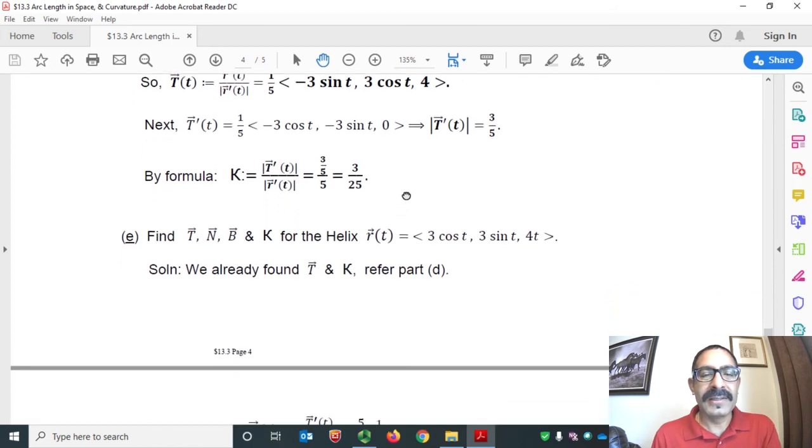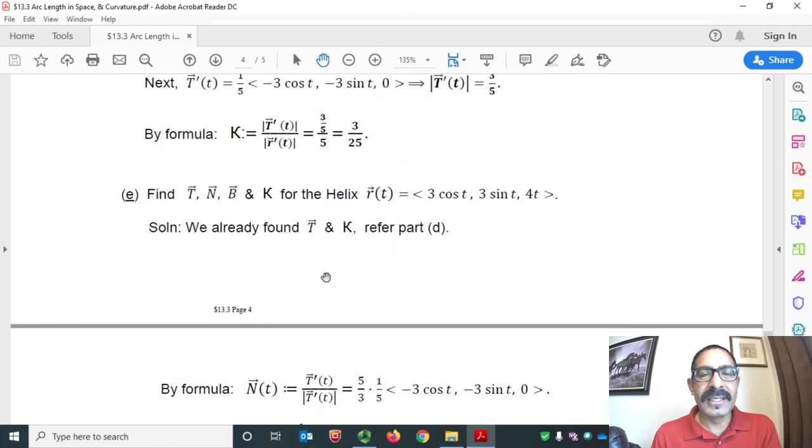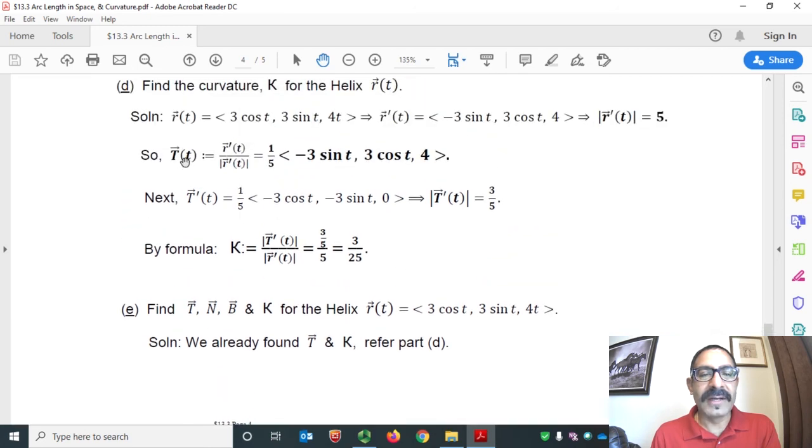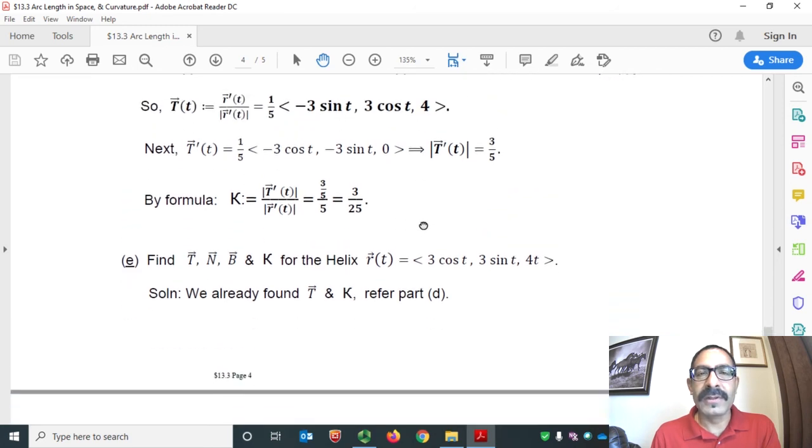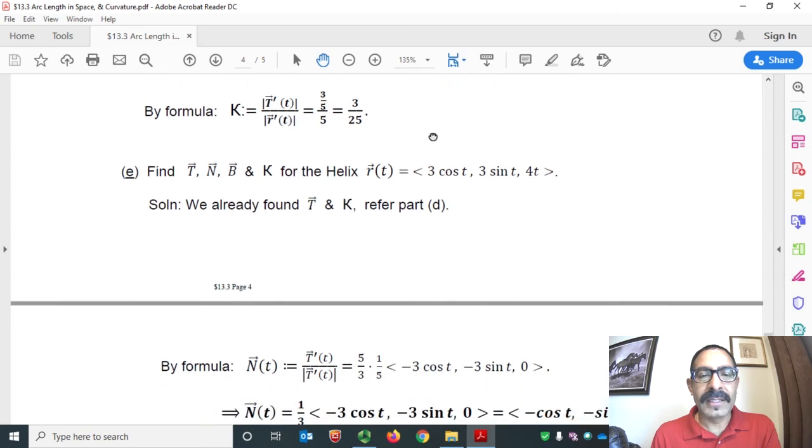Question part A. Find T, N, B, and curvature. So T is the unit tangent vector, N the unit normal vector, and B the unit binormal vector for the helix. Solutions: we already found the unit tangent vector and curvature. We found the curvature here and we found the unit tangent vector here. So let's find vector N and vector B.